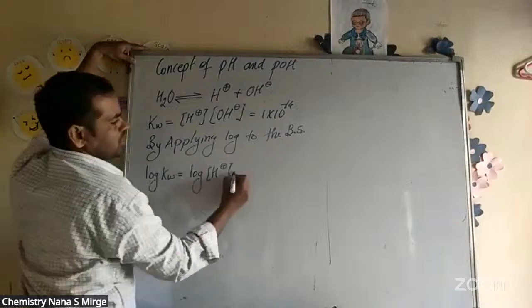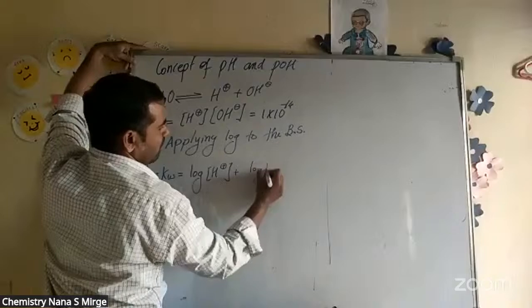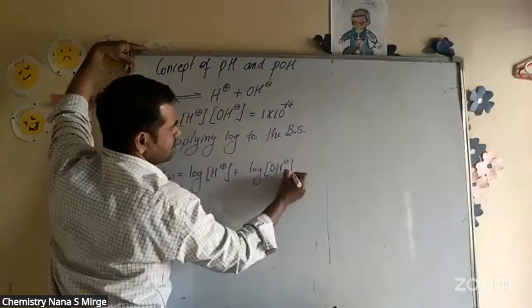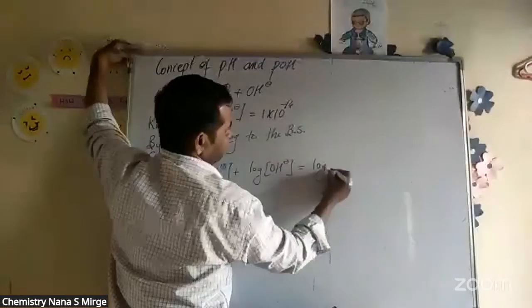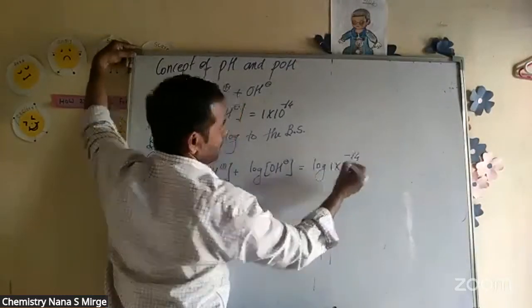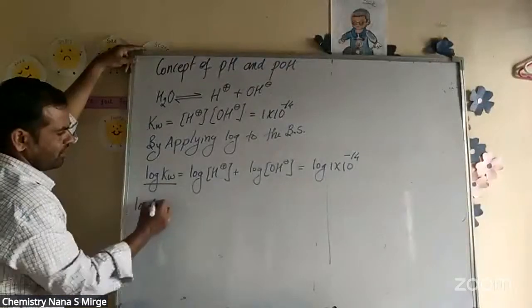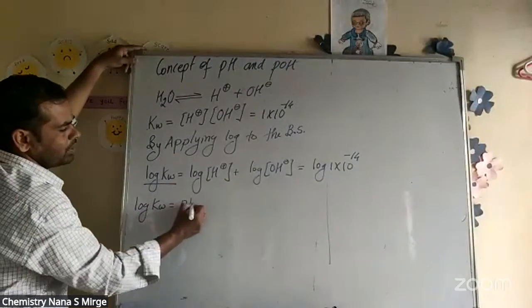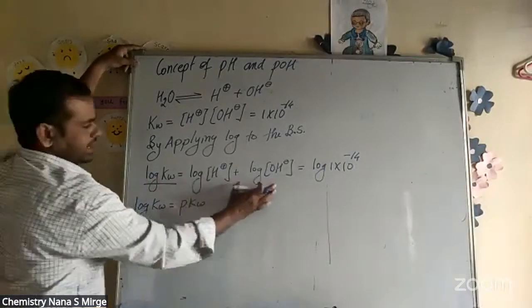यहाँ पे मल्टीप्लीकेशन था तो पॉजिटिव आएगा. log of OH negative ion concentration. आगे क्या होगा? आगे बढ़ो. The log of 1 into 10 raised to power minus 14. Okay. So log of Kw we will write as pKw. Okay. So इसको रहने दो थोड़ा टाइम और हम यही देखेंगे अब.